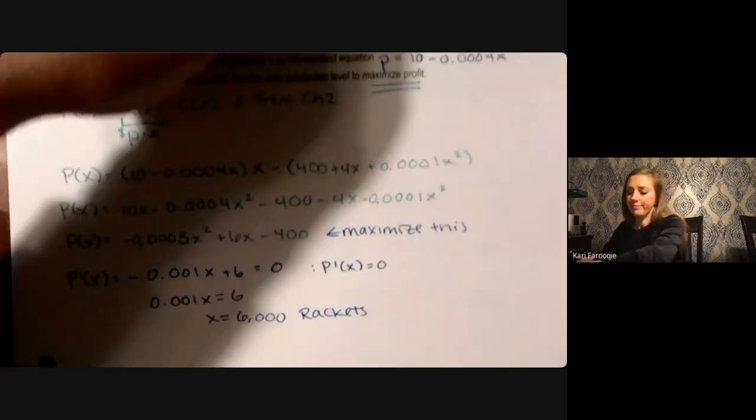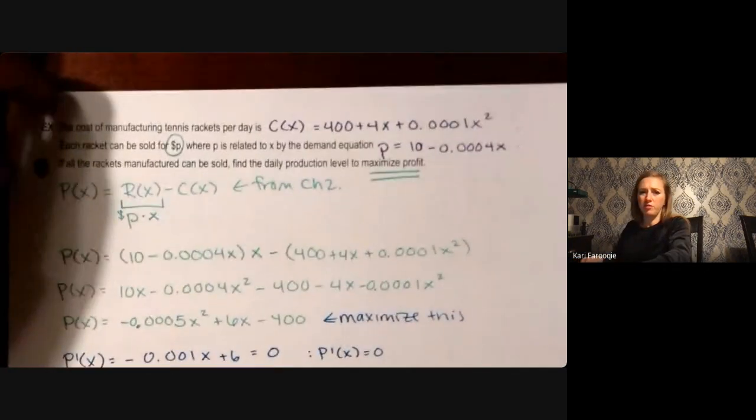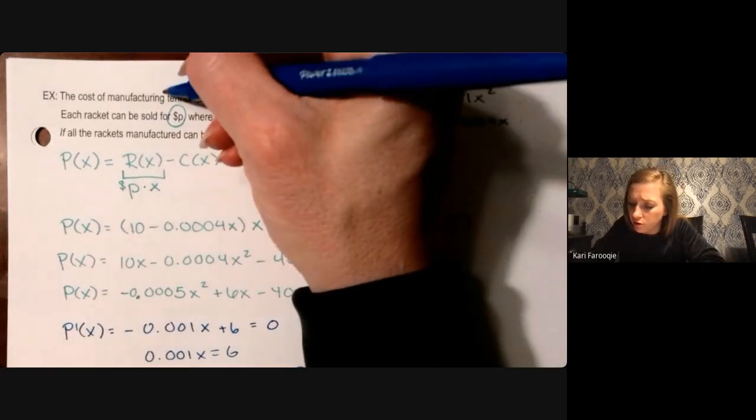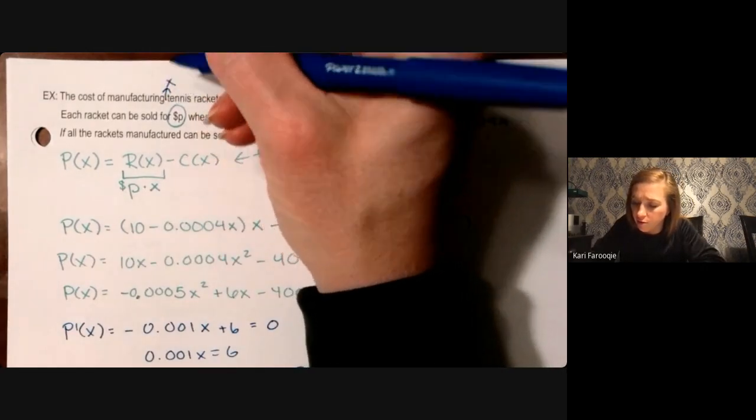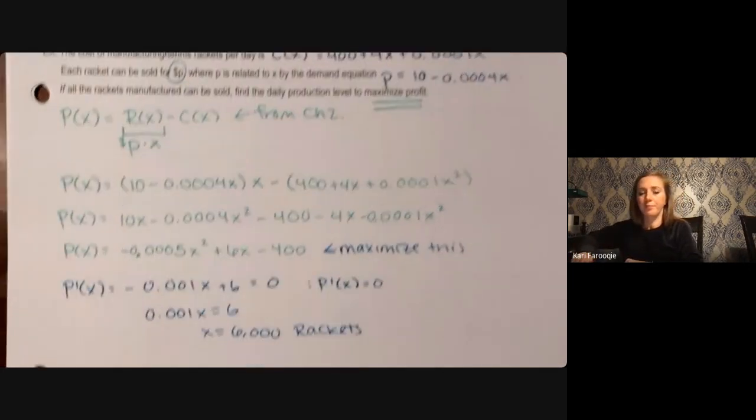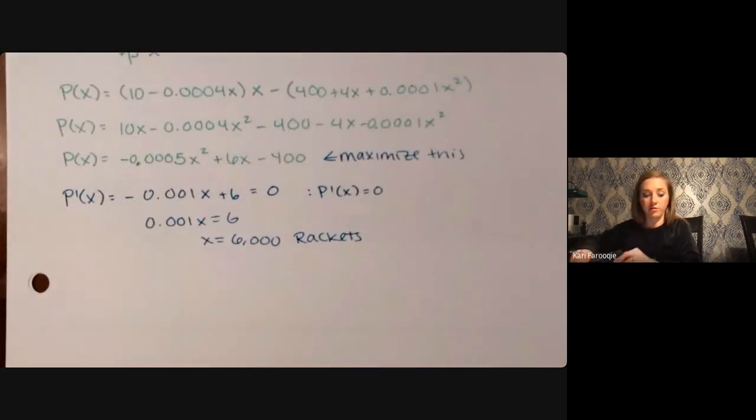So I did not give you X. I gave you a C of X, and we said that it was about rackets. Cost of manufacturing, let's say X, tennis rackets. Just want to make sure that is in there and it doesn't get overlooked.